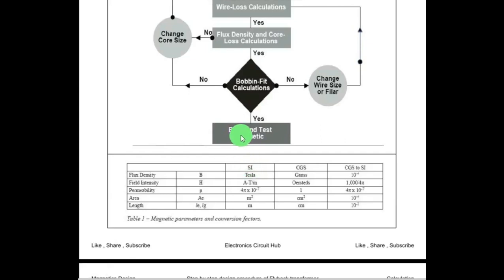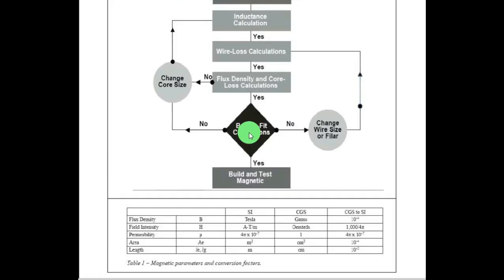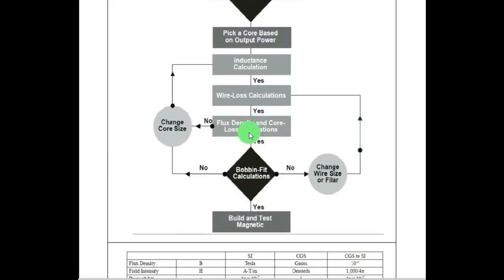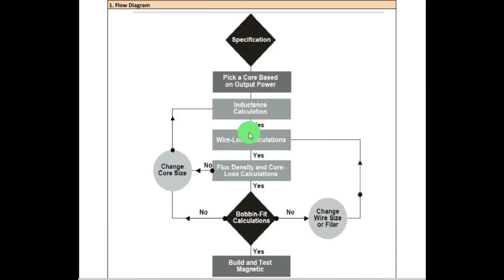You build your own magnetics or transformer, and you test your magnetic. So this is basically the design flow. What is the process to design a transformer? If you follow the process, you will get the result. This is the particular process you need to follow to design a flyback transformer.